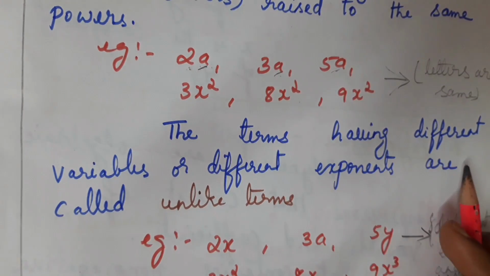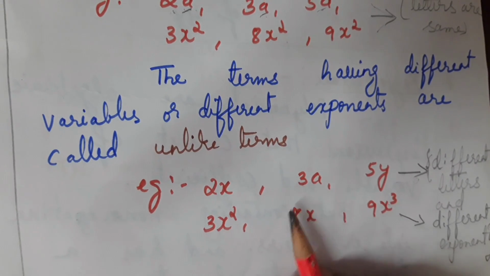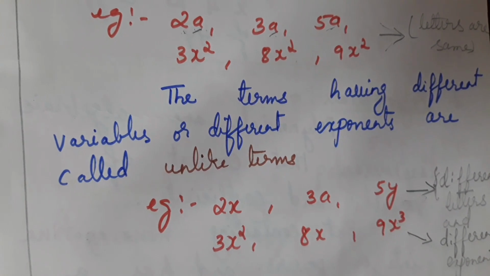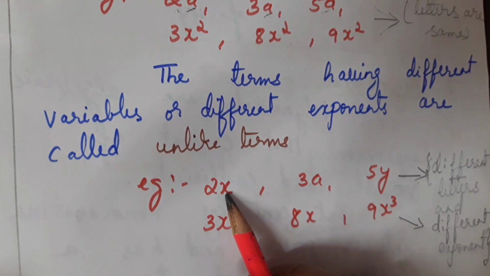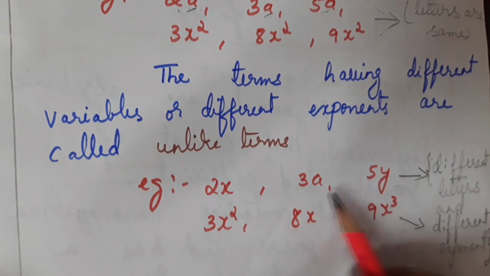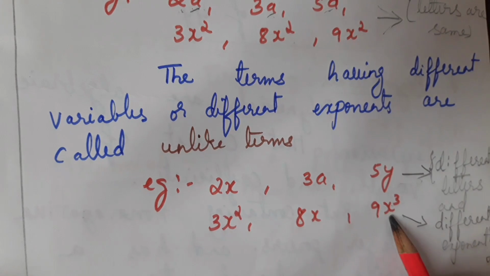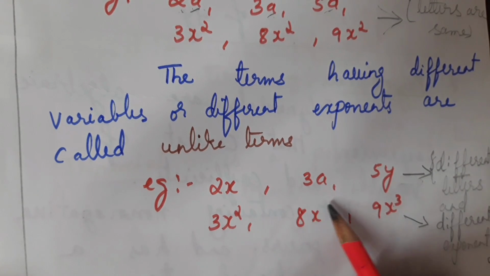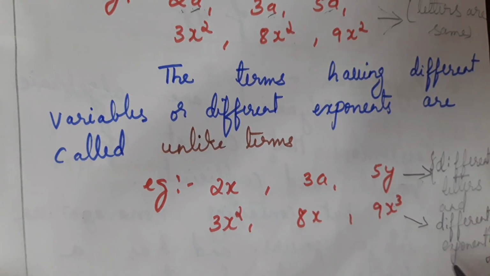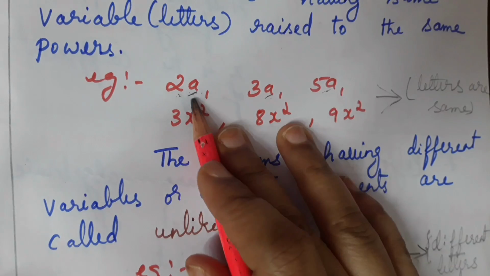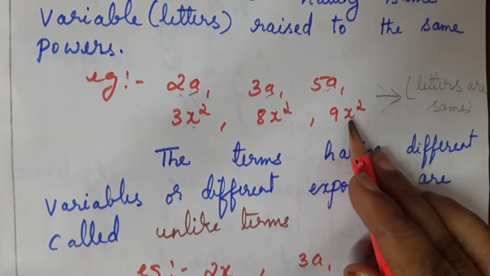Terms having different variables or different exponents are called unlike terms. Example: 2x, 3a, 5y. The letter here is x, here a, here y. Different letters or variables. Here x square, x cube: the power is different, square here, and 1 and 3 here. So different letters and different exponents make unlike terms. Same letters, a, same power, x raised to 2, x raised to 2, x raised to 2.